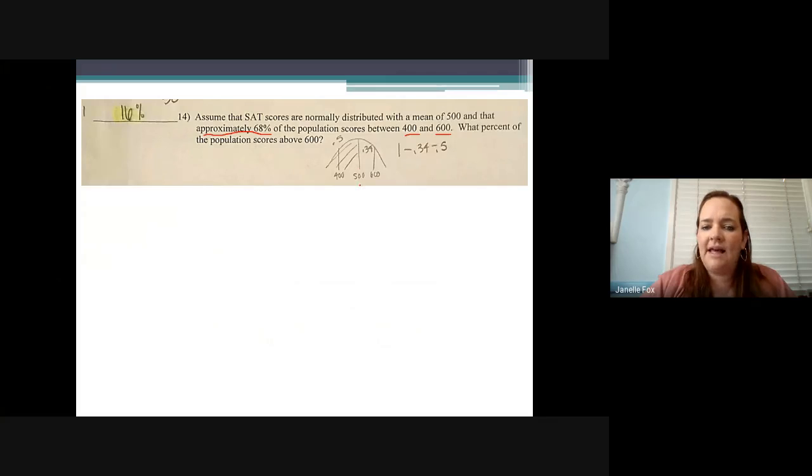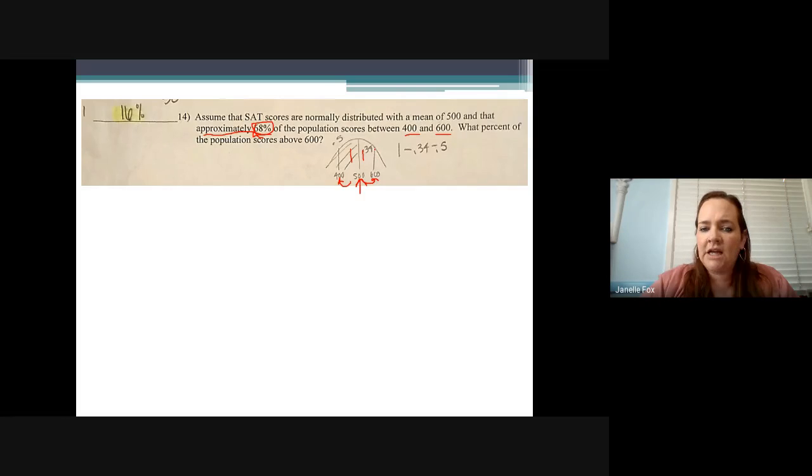So this value of 500 is the mean, and it says 68%. You should have latched onto that really easily. That is a special value, and that special value of 68 makes the standard deviation 100. So 100 this way and 100 this way gives us the 34% in each of these two bands right here. And then it asks what percent of the population scores above a 600.